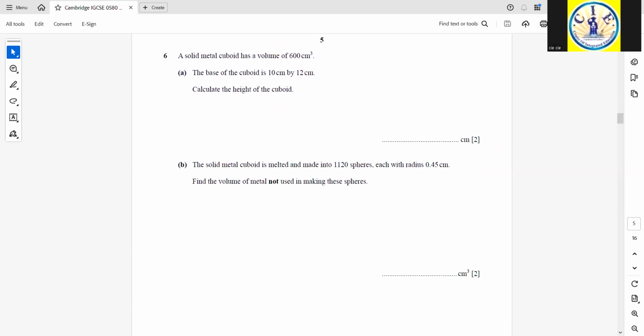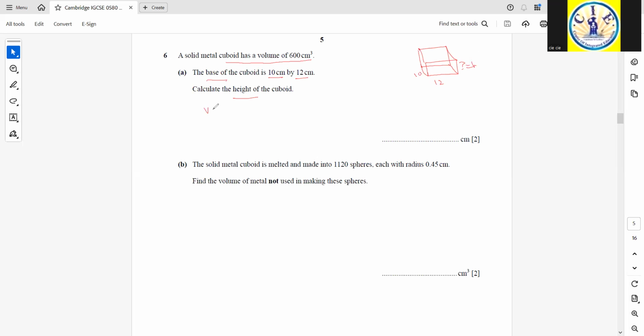Okay, then it is question number 6. A solid metal cuboid has a volume of 600 centimeter cube. The base of the cuboid is 10 centimeters by 12 centimeters. Calculate the height of the cuboid. Okay, this is a scenario something like this. And we see that the dimensions are 12 centimeters and then 10 centimeters. We need to find out the height.